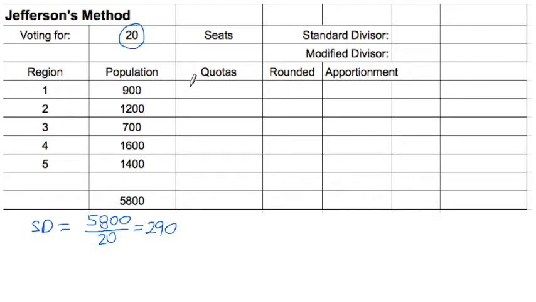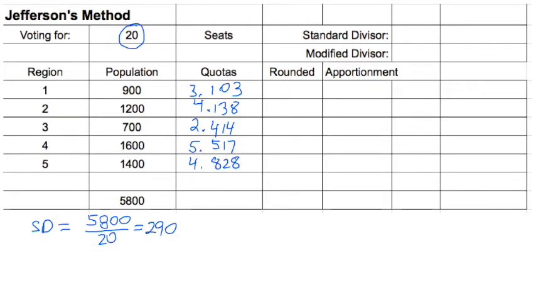So if we take 900 and divide it by 290, we get 3.103. The next one divided by 290 would give you 4.138. The next one would be 2.414. Next one would be 5.517. And anytime you want, pause the video and try the calculation yourself to make sure you're coming up with the same answer, pause away. And the next one is 4.828.